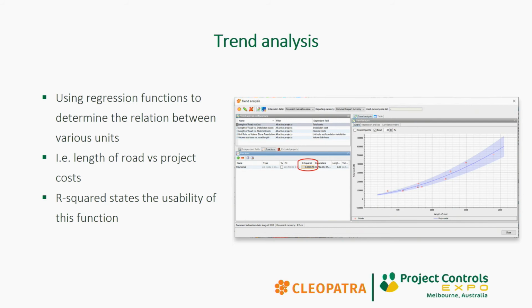So what we see here in the little red-lined square is the R squared, and that states the usability of the function. The closer it is to 1, the higher the regression, or basically the better the trend, and the more capable you are of using that to do your next analysis.